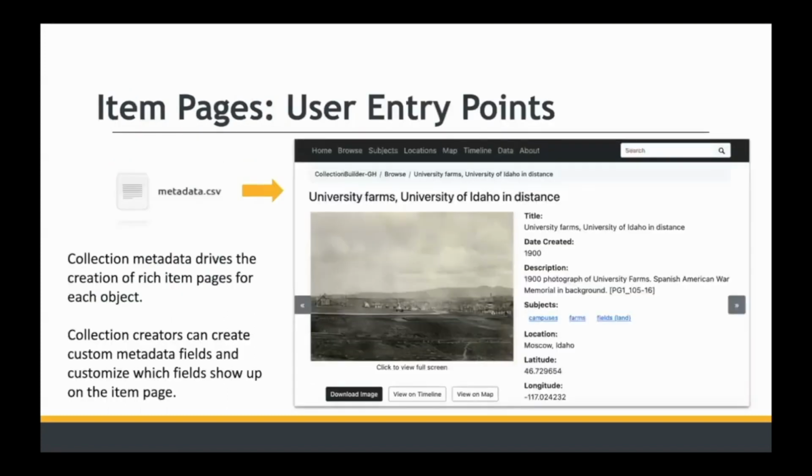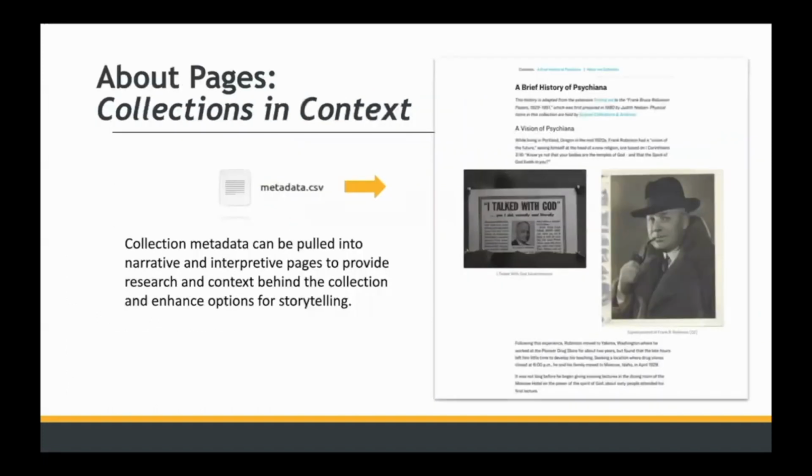Your metadata drives the creation of detailed item pages for each object in your collection. Collection creators can create custom metadata fields and customize which fields show up on the item page. Once you have all your objects added to your collection, CollectionBuilder also provides tools to put your collection into context through writing and storytelling. You can easily include collection metadata and objects on narrative pages to provide research and context behind the collection.